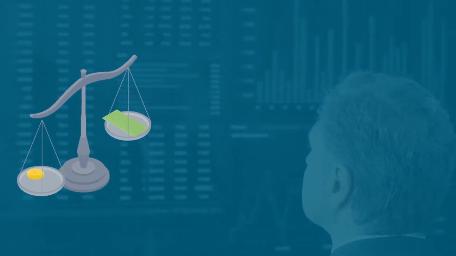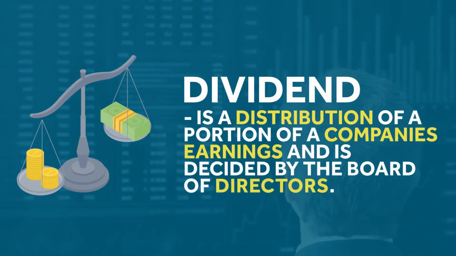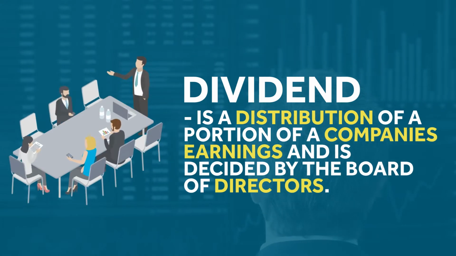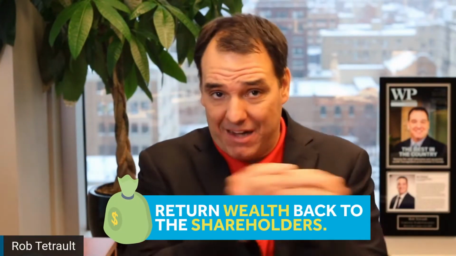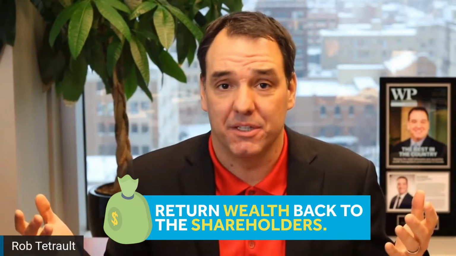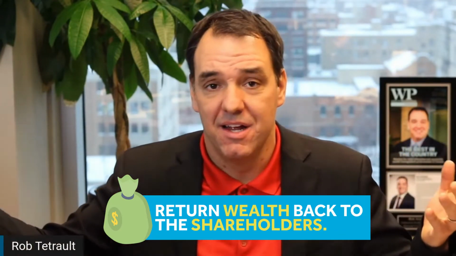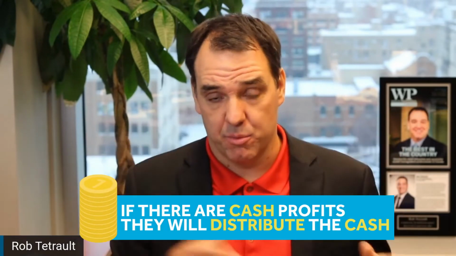All right. So basically, a dividend is a distribution of a portion of a company's earnings, and it's decided by the board of directors. Most Canadian companies are issuing dividends via cash payment. The purpose of the dividend is to return wealth back to the shareholders of the company. Why do we own companies? We own companies because we want to participate in the profits of that company, the wealth of that company. Typically, if there are cash profits, they will distribute the cash.